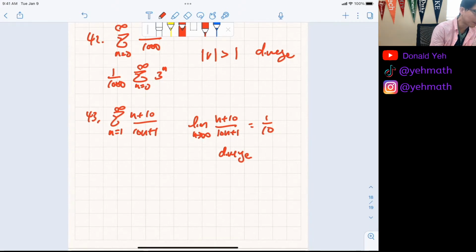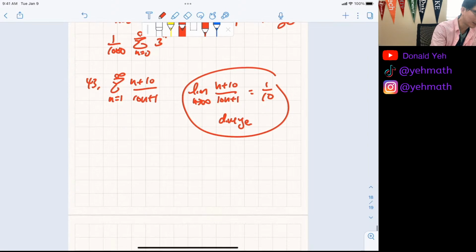Problem 44 is the same thing. I'm not going over that one. You will get 4 over 3, so that's still divergent. But this is what you have to write down on the test. You don't have to write down too many things. The calculation is really simple. 45.